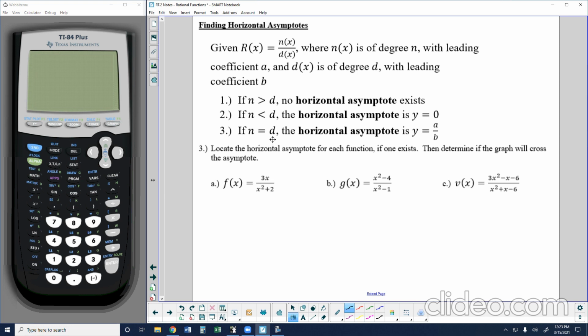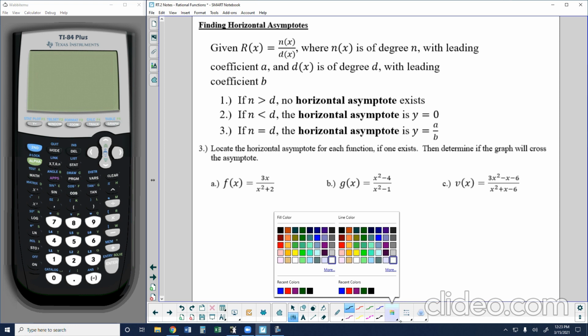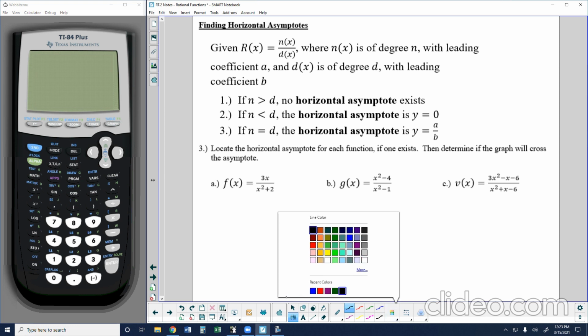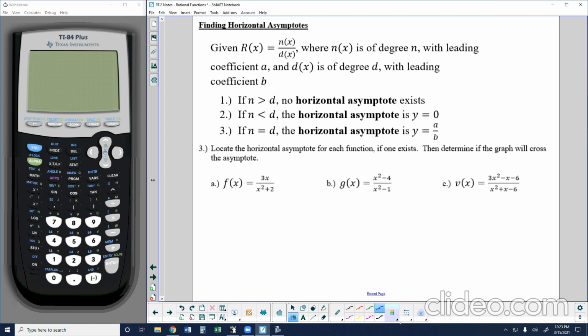And if the numerator has the same degree as the denominator, the horizontal asymptote will be a ratio of A over B, which is the leading coefficient of the numerator over the leading coefficient of the denominator. So let's take a look at some examples. In 3a we have the function 3x over x squared plus 1. The degree is the highest powered exponent of the numerator in comparison to the denominator when we look at the variables.